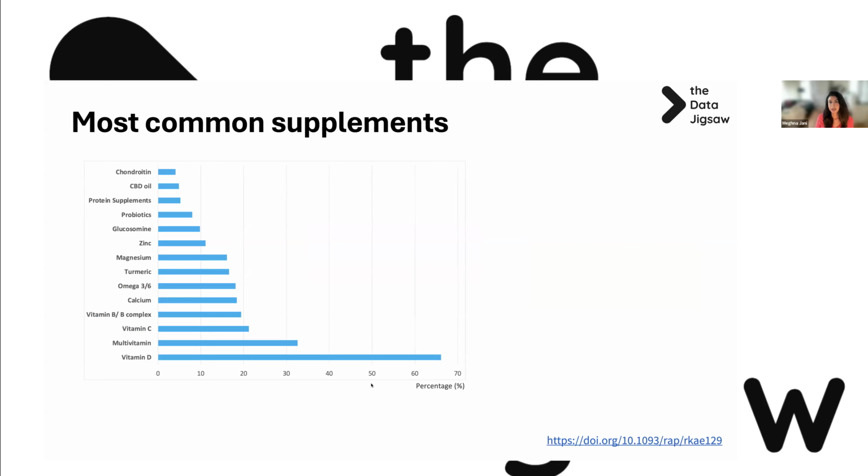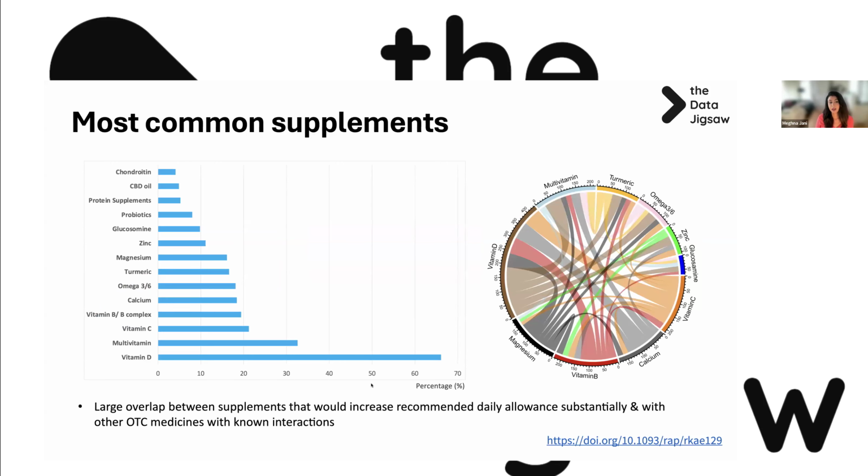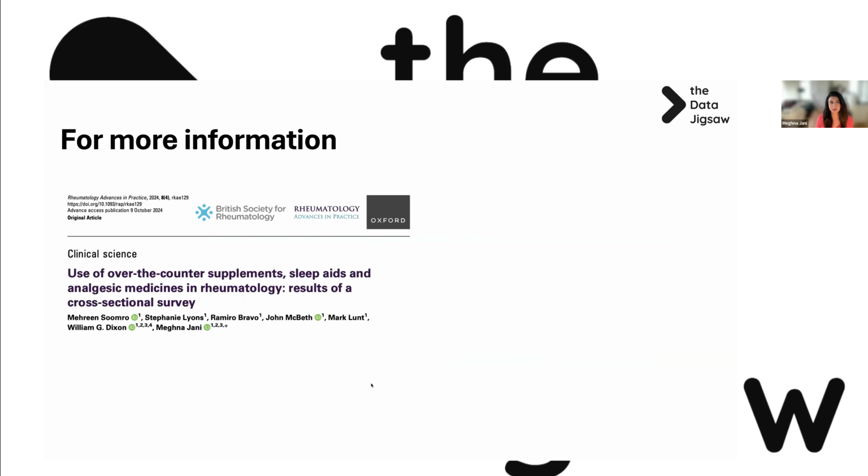However, importantly, there was a large overlap between supplements that could potentially increase their recommended daily allowance. So for example, being on a multivitamin and a B complex tablet at the same time, and also an overlap with other over-the-counter medicines and supplements with potential interactions. So some of the key points here was to raise awareness of this with people who take these supplements, but of course, to also ask healthcare professionals to proactively ask about supplement use in their consultations.